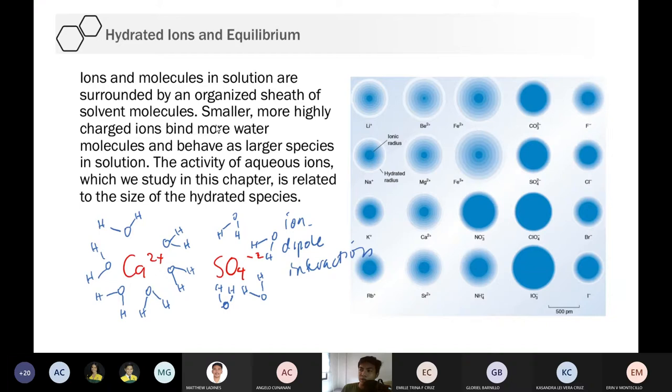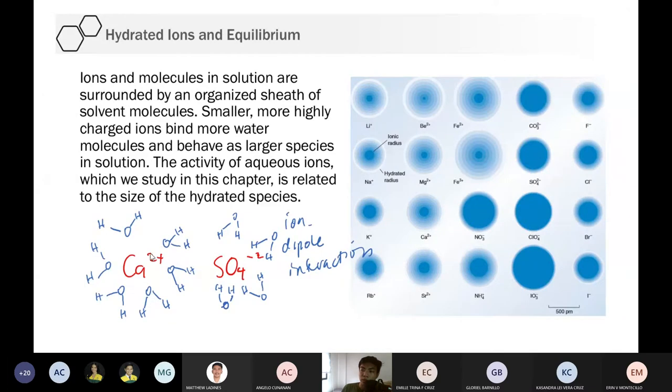So the smaller your charge ions, the more water molecules will bind them. And then also, the greater your charge, the greater the ionic atmosphere na. So yun lang yung idea dito. But what happens na kunwari, precipitation reaction to, ano nangyayari sa ionic atmosphere? No? So, kunwari, we have water and then we have the sulfate ion.